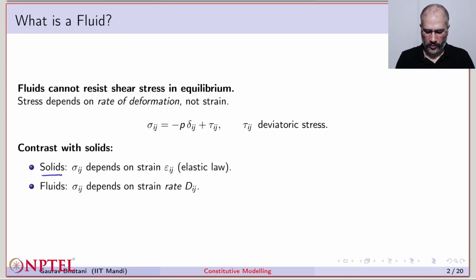So for solids in general, the stress sigma depends on the strain epsilon, as we saw last time in the elastic laws, whereas for fluid, our sigma depends on the rate of strain or the rate of deformation d. So d here is our symmetric part of the velocity gradient tensor.